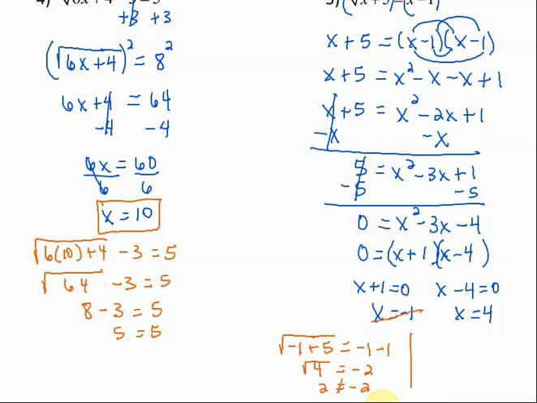All right, let's try 4. When I plug that in, 4 plus 5 equals 4 minus 1. All right, well, 4 plus 5 is 9. 4 minus 1 is 3. And the square root of 9 is 3. So 4 is my solution to the equation. And that's how we solve radical equations.